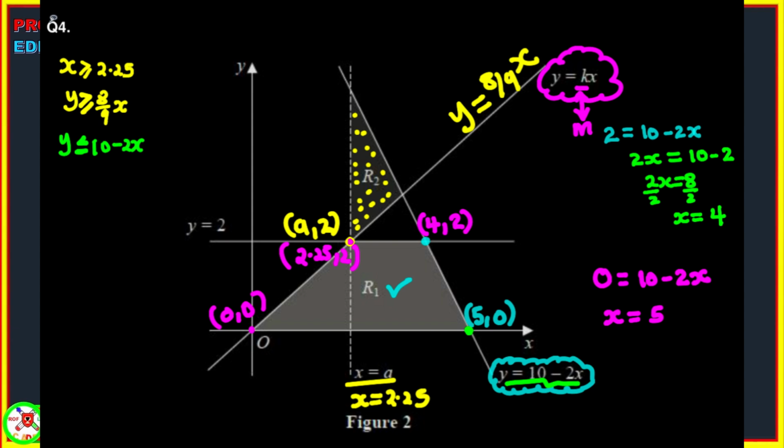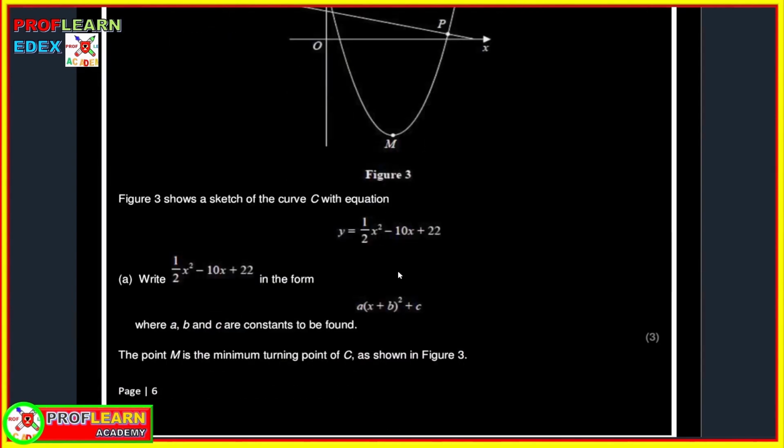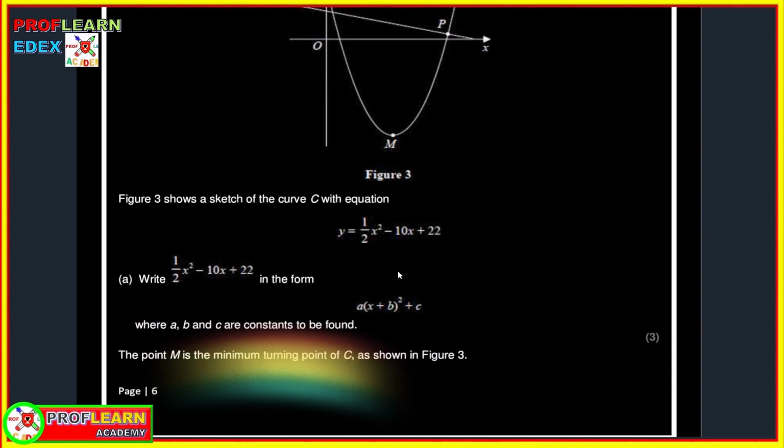In question number 5, we are told the figure shows a sketch of curve C, whose equation is this. The equation of curve C is y equals a half x squared minus 10x plus 22. We are supposed to write the equation of C in the form a into x plus b squared plus c. We have already done this question, and we use that form to state the minimum turning point of C.